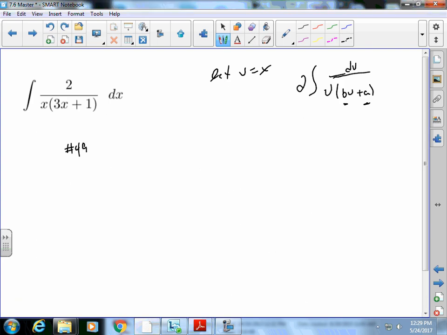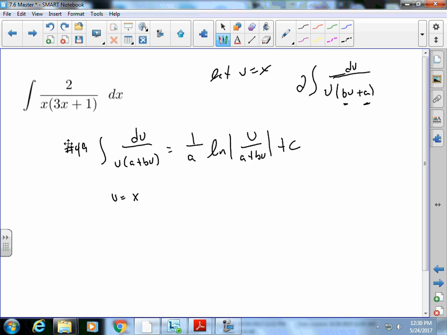You're using number 49, and that's in the form of du over u times a plus bu. And when I integrate that, it should integrate to 1 over a times the natural log of the absolute value of u over a plus bu, close the absolute value, plus c. So this is saying you know which one you're using. This is the formula. This is the result. Then you should tell me u is equal to x, a is equal to 1, and b is equal to 3. That's really for you to make sure you don't mess up.